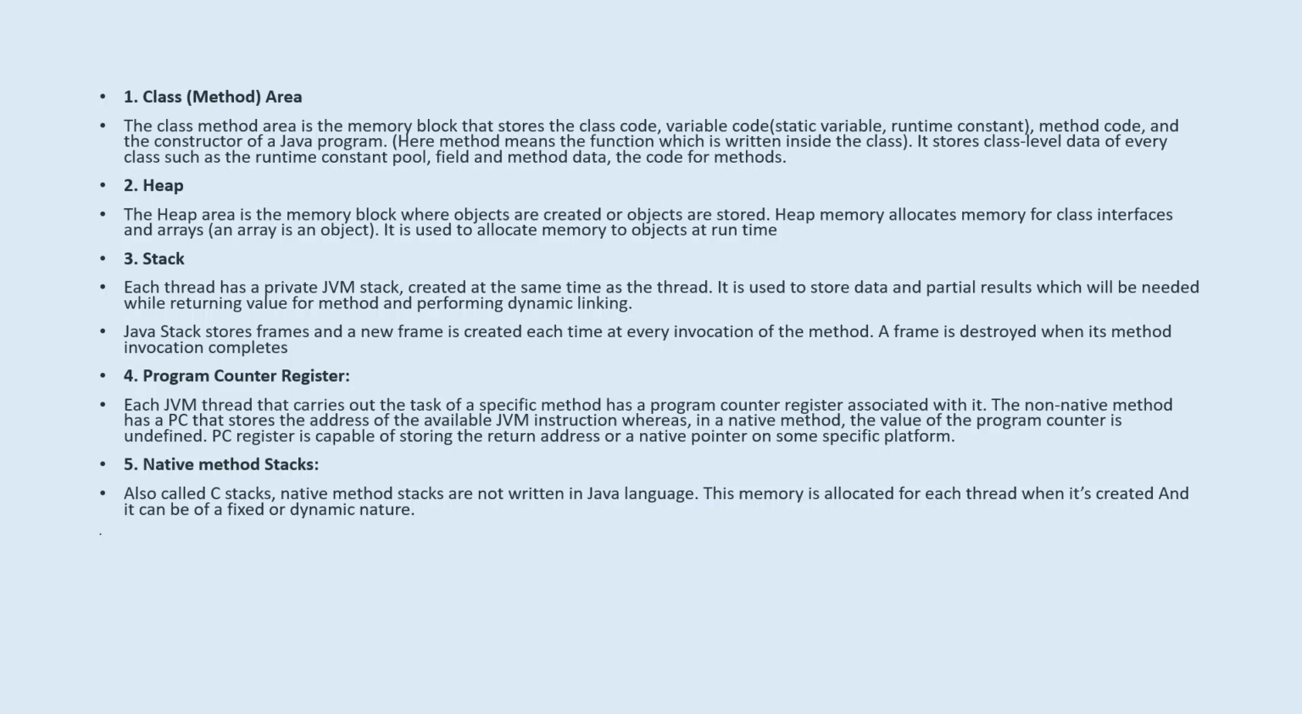So this can be done by the program counter. And finally we have got the native method stack. Like the stack, we have a native method stack. The native method stack stores the non-Java code. It is also called C stack. So native methods are not written in Java language. This memory is allocated for each thread when it's created, and it can be fixed or dynamic in nature.